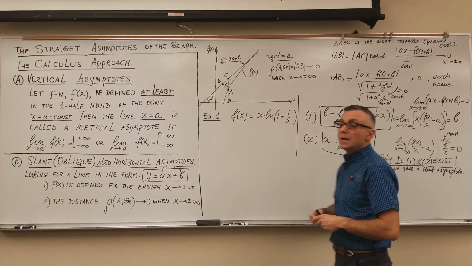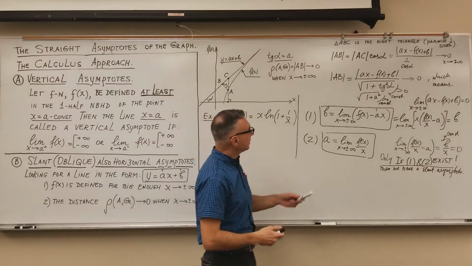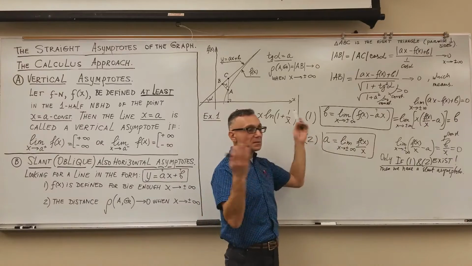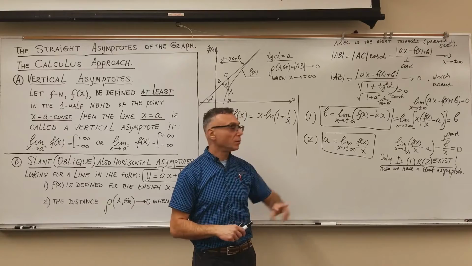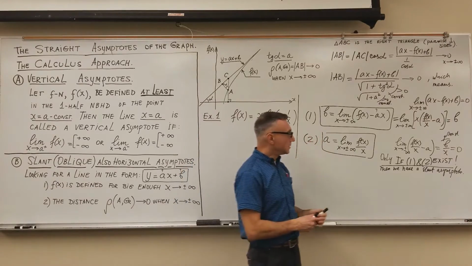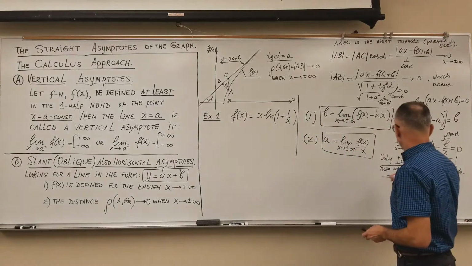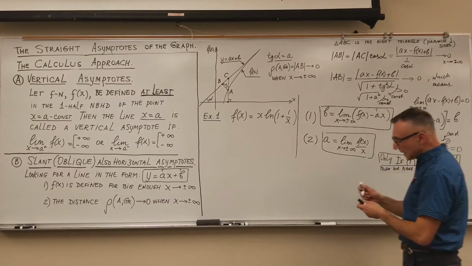There are many cases when only one of those limits exists. Let's say b is equal to some finite constant and a is not, then in this case we do not have a slant asymptote, or vice versa. So it's an important condition. The two limits have to be defined. Only if both exist do we have a slant asymptote.